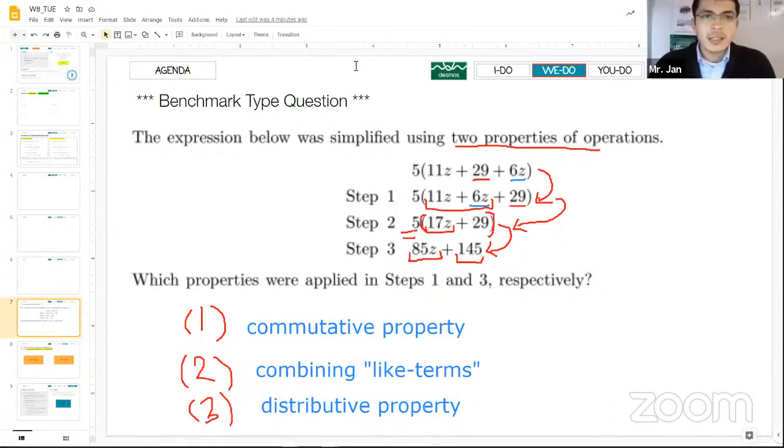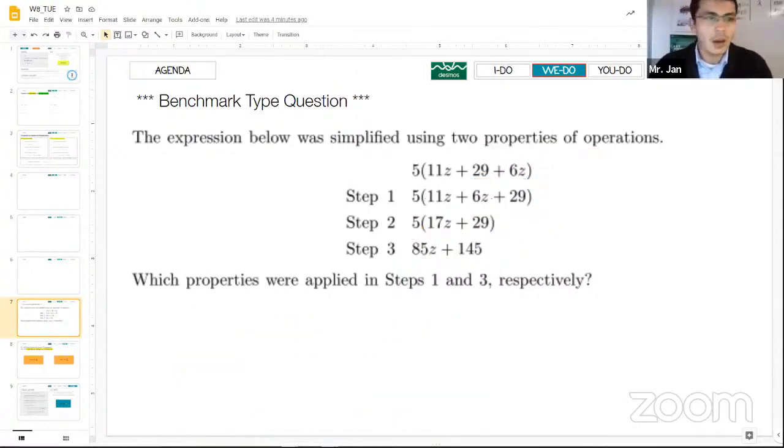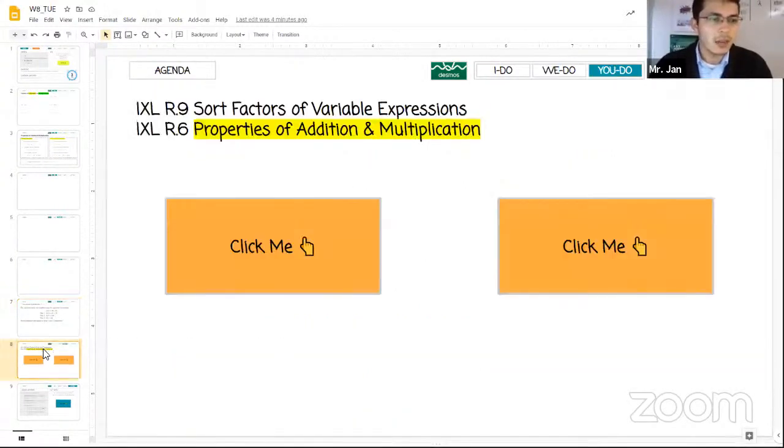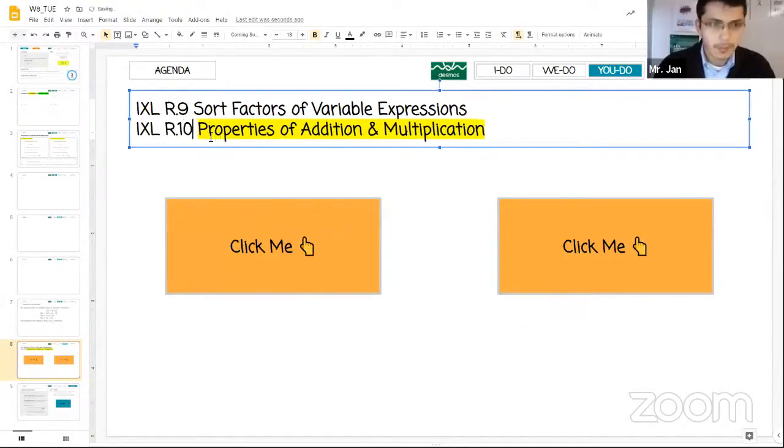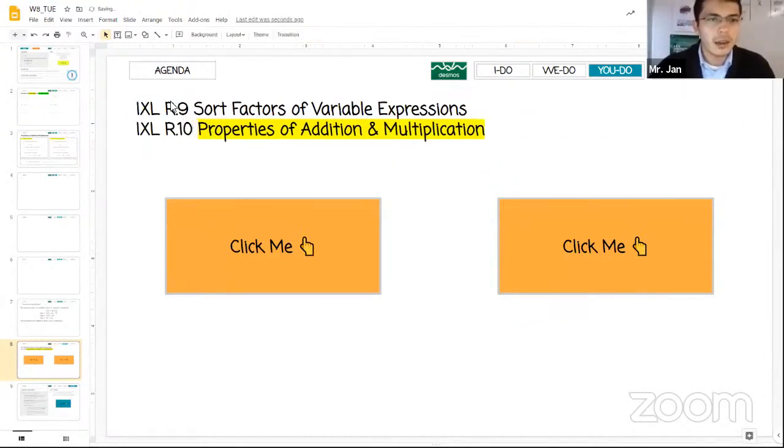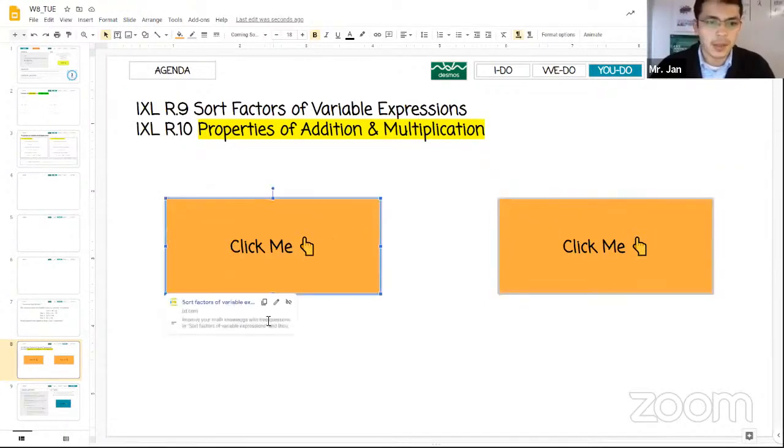And now this is the end of the instruction. I'm not going to do too much teaching because most of this is review from other weeks and other lessons. Now it's time for you to practice on your IXLs. On the next slide, there are 2 IXLs, R9 and R10. If you click these links, they will take you to those practices.